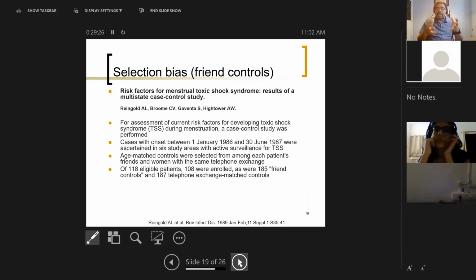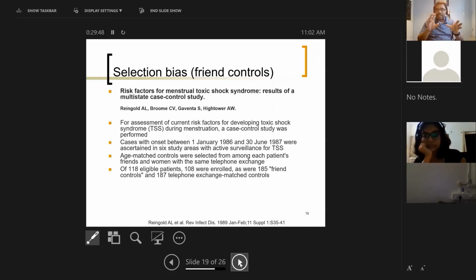And then they also said, give me your telephone exchange. Give me your area code, your PIN code. We'll find your telephone exchange. And then we take all the phone numbers in your telephone exchange and we'll make random digit dialing. And we'll find the first age matched woman we find and we invite her to be a control.